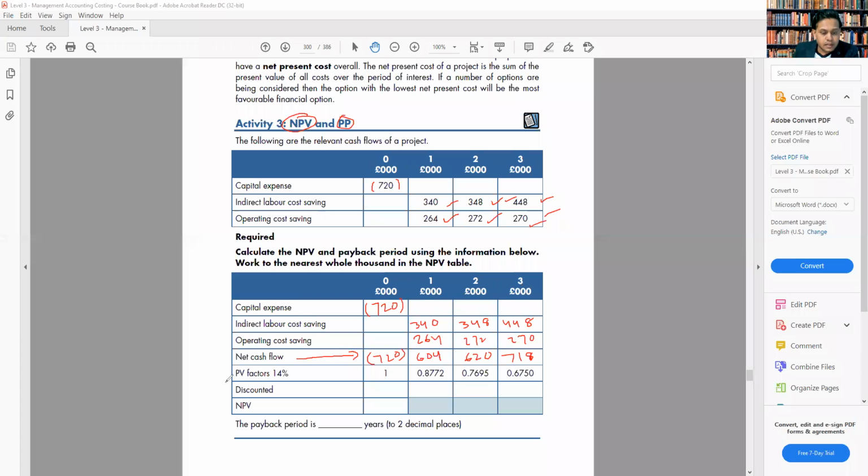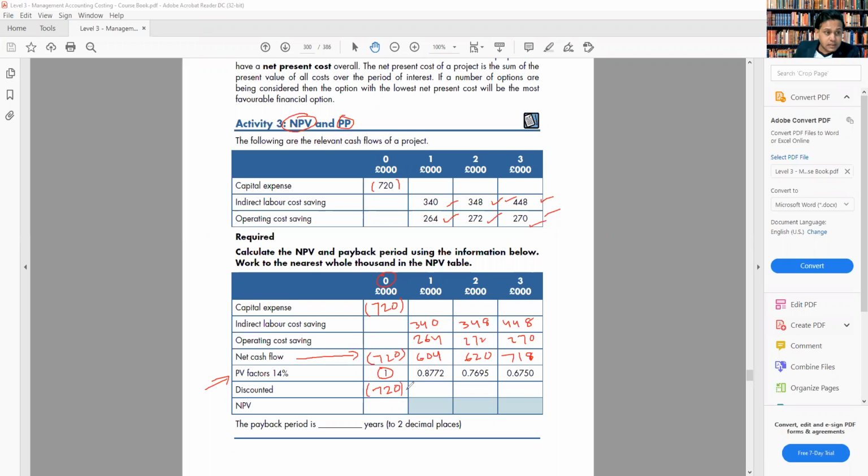Now look at the present value factor, that is 14%. The first one is 1. Year 0 will always be 1. Remember that. Year 0 will always be 1 because the value of £1 today is £1. So if I multiply with the 1, that will give me 720 anyway. 720 is a minus.